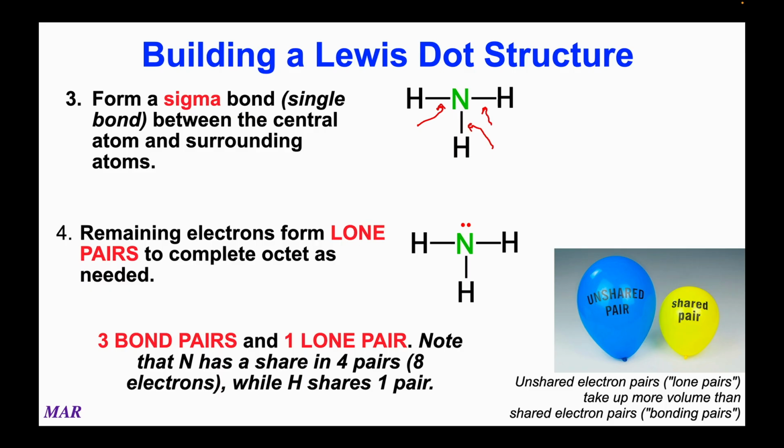The lone pair electrons on nitrogen do take up more space than a regular shared pair of electrons or bonding pair.